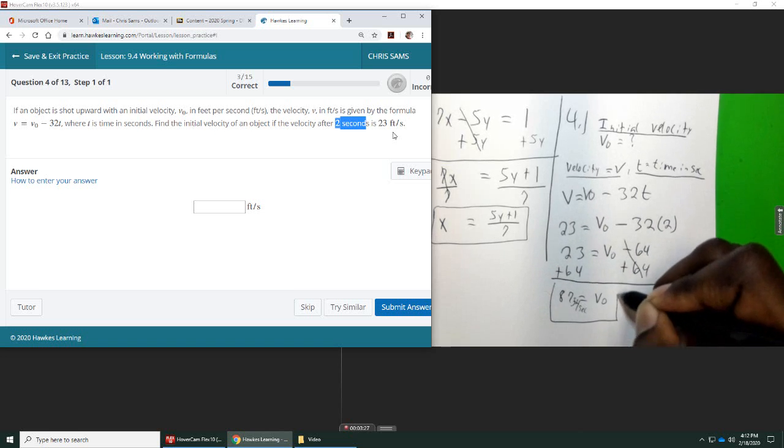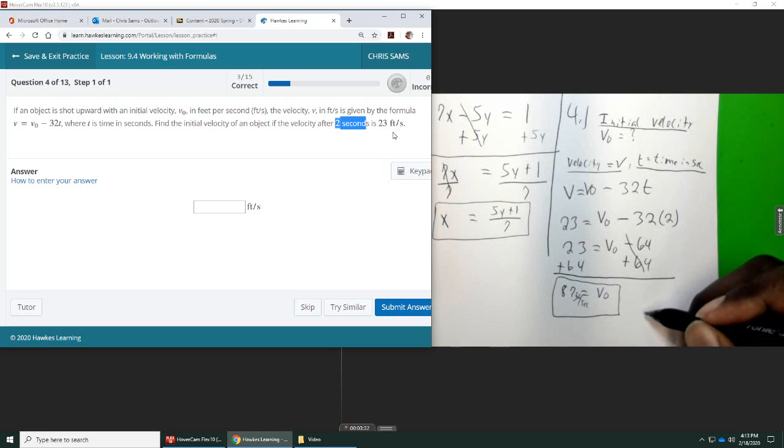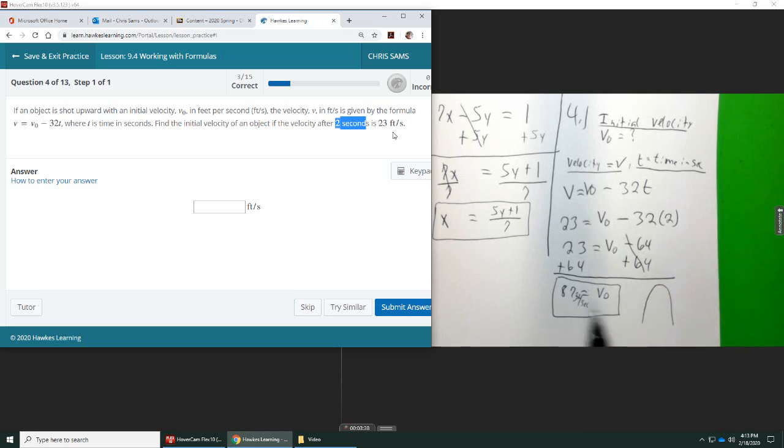So what this means is that we shoot some object up. It starts out going 87. And you know, as something goes up, it slows down until it comes to a stop at a point, and then it starts coming back down. So this is the starting velocity, and after 2 seconds, this thing has started to slow down or reach a peak somewhere over here before it starts to come back down. So 87 is our initial velocity.